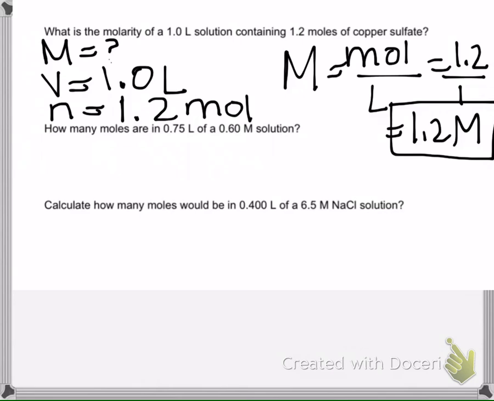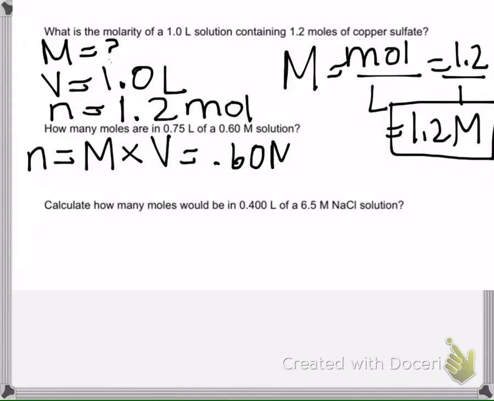Okay, how many moles are in 0.75 liters in a 6 molar solution? If you want the moles, you're going to do molarity times volume. So you're going to do 0.6 times 0.75 liters, and that's going to give me 0.45 moles. And that's n.